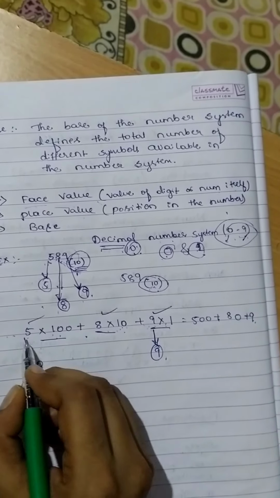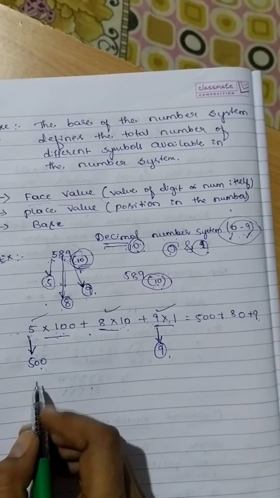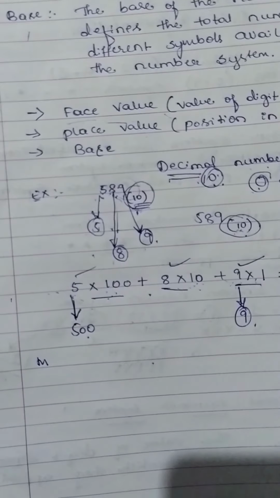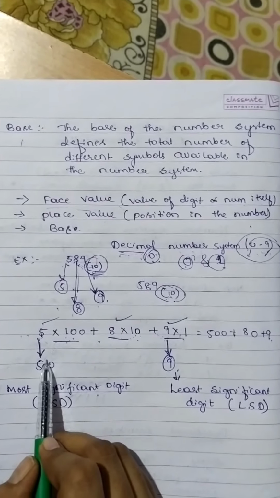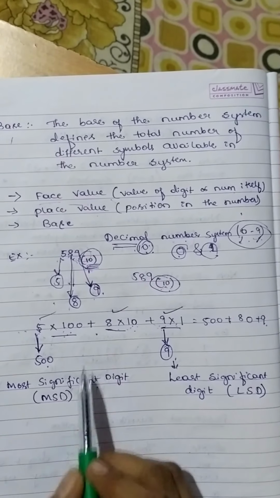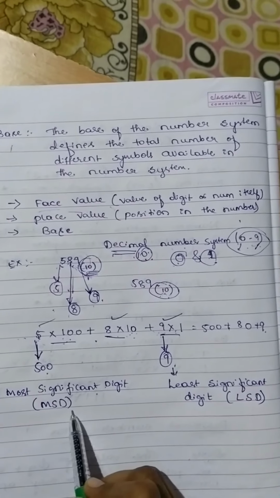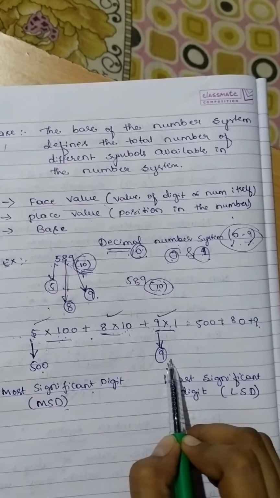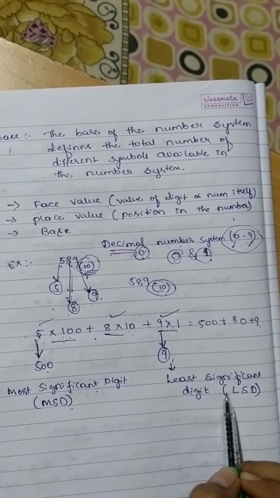So this most weighted digit is known as what? Most significant digit. So 5, or 500, carries the most significant weight among the 3 digits. So this is referred to as the most significant digit, that is MSD. And this 9 carries the least weight, that is 9. So this is known as what? Least significant digit, that is LSD.